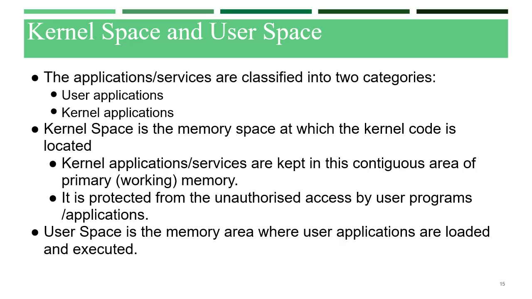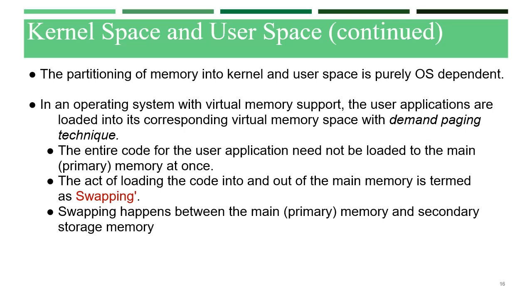The memory space at which the kernel code is located is known as kernel space. Similarly, all the user applications are loaded to a specific area of primary memory, and this memory area is referred to as user space. User space is the memory area where user applications are loaded and executed. The partitioning of memory into kernel and user space is purely operating system dependent. Some OS implement this kind of partitioning and protection, whereas some OS do not segregate the kernel and user application code storage into two separate areas.